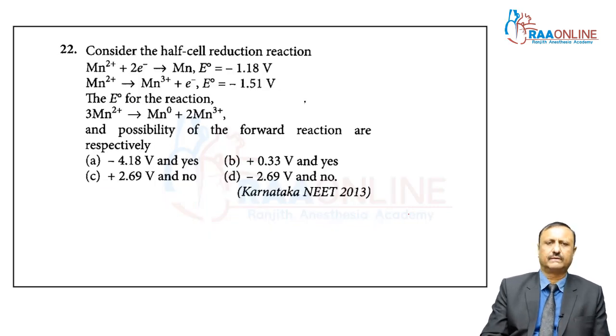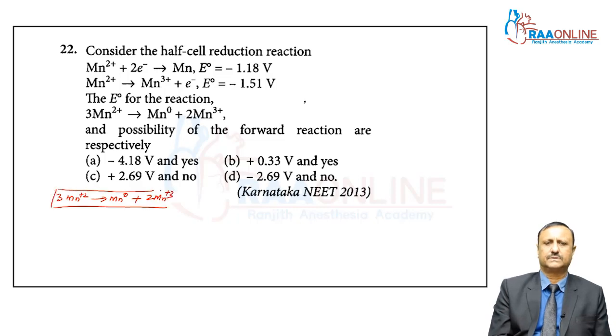Now, my dear students, we can go to question number 22. Consider the half cell reduction reactions: Mn2+ plus 2 electrons gives Mn, E naught is equal to minus 1.18 volt, and the second one is Mn2+ to Mn3+, and this is the final reaction. Question number 22. Here you can see the half cell reaction concept. The required reaction is 3 Mn2+ gives Mn0 plus 2 Mn3+. My dear students, this is your required reaction.